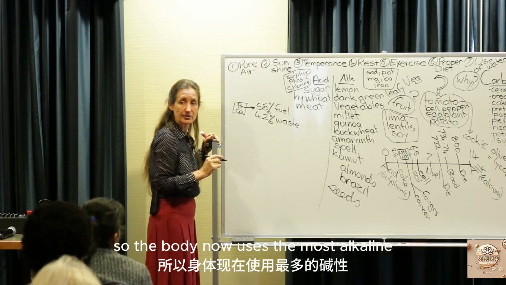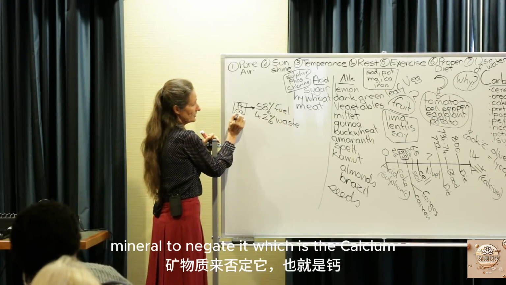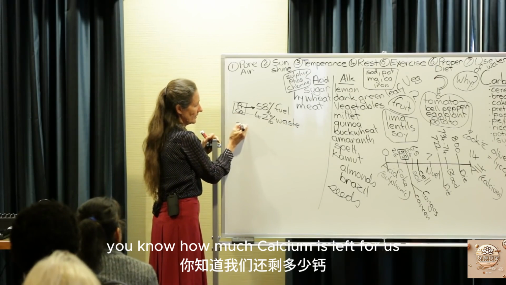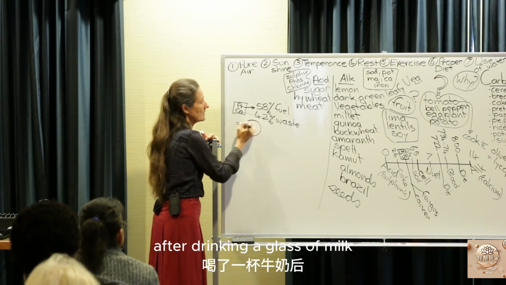So the body now uses the most alkaline mineral to negate it, which is the calcium. You know how much calcium is left for us after drinking a glass of milk? None.